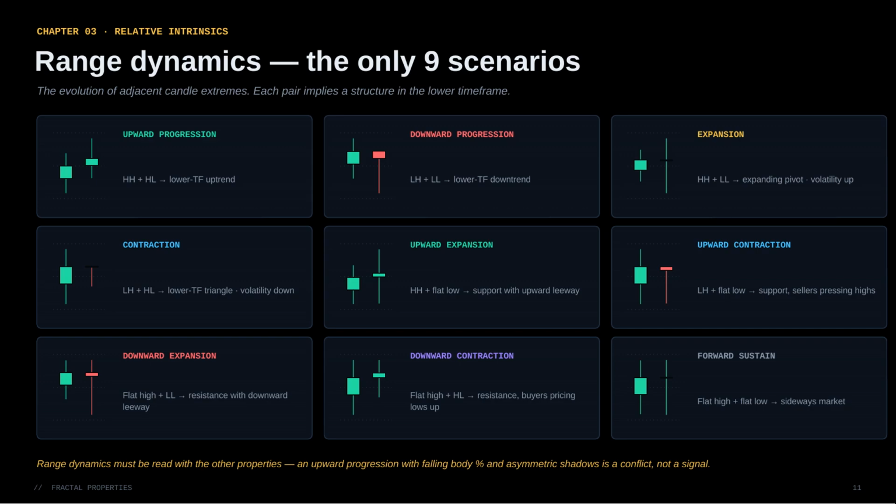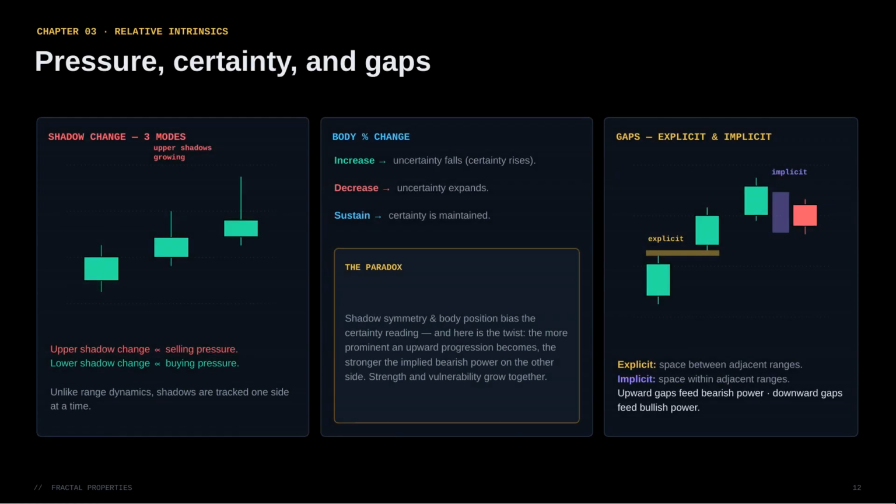One warning: range dynamics can conflict with body percent and shadows. When they disagree, that conflict is itself information. Never read this table in isolation. 3 final relative reads. Shadow change.